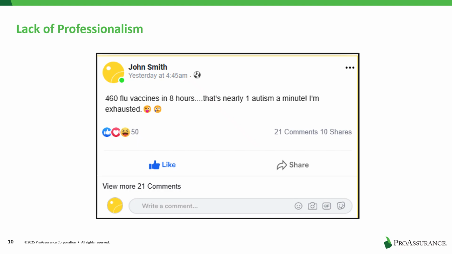Here is another real example of a social media post that could ignite a public relations firestorm for a practice and lead to a state licensing or board complaint. This was posted by a staff nurse on their own Instagram account. Remember, posts never really go away, and it takes minimal effort to ascertain where you work.